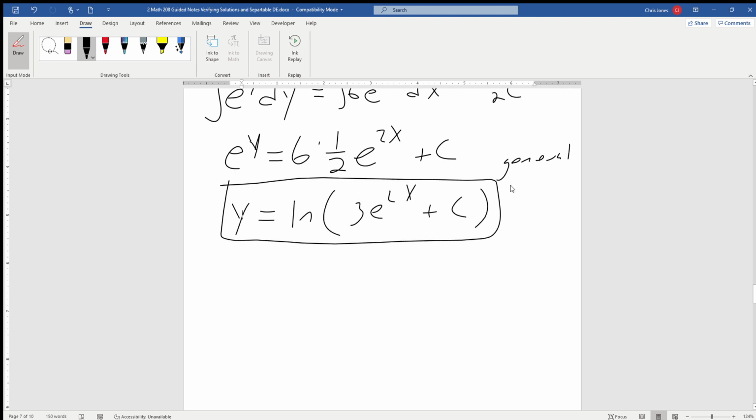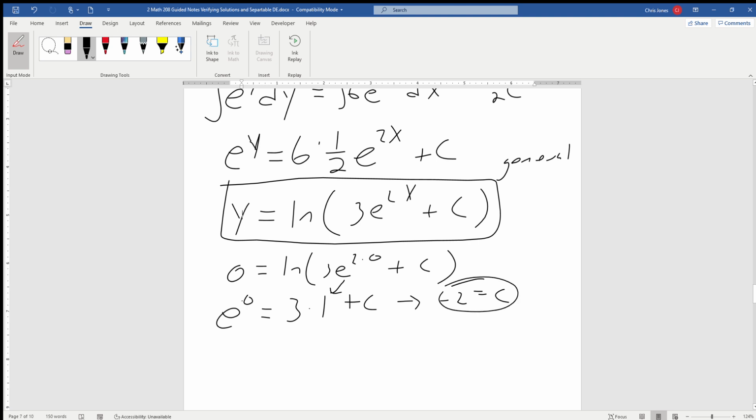And to get the particular, we're going to substitute 0 in. So 0 equals ln of 3e to the 2 times 0 plus c. To get rid of the ln on both sides, we're going to raise both sides to the e power. So we get e to the 0 equals 3 e to the 2 times 0, which is 1, plus c. And it's pretty obvious that 1 minus 3, which is negative 2, is equal to c. So make sure you're okay doing that algebra.